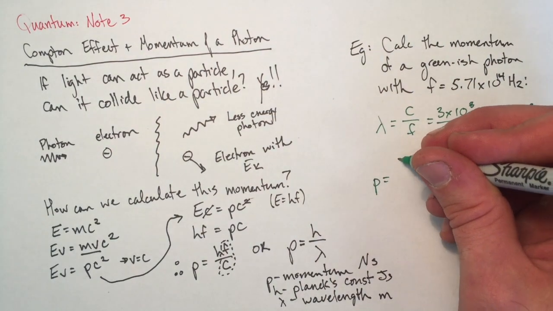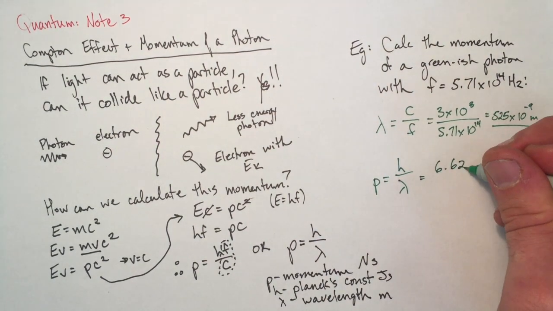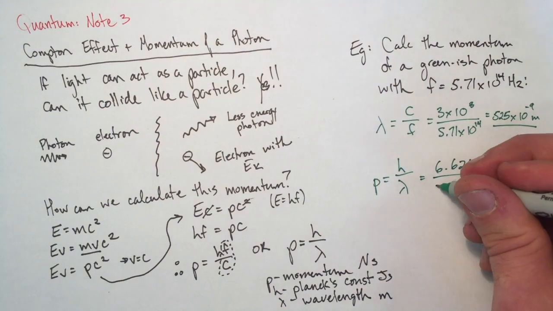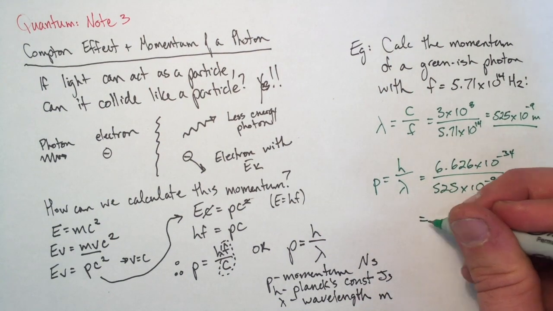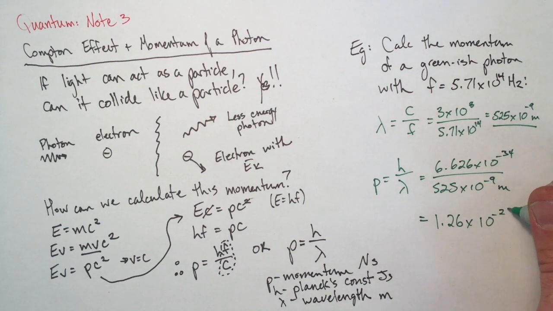525 nanometers. Now we put in our new formula, h over lambda, and we find that this photon has a momentum of 1.26 times 10 to the negative 27 newton seconds, so pretty small.